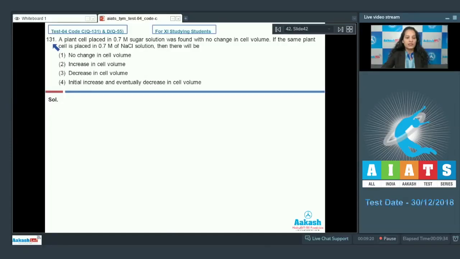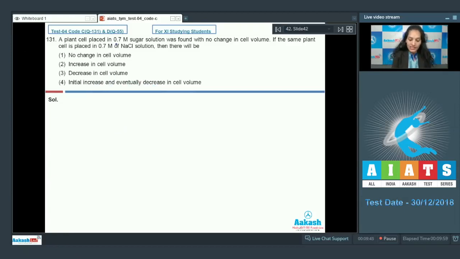Question number 131. A plant cell placed in 0.7 molar sugar solution was found with no change in cell volume. If the same plant cell is placed in 0.7 molar of NaCl solution, then there will be: first option, no change in cell volume; second, increase in cell volume; third, decrease in cell volume; fourth, initial increase and eventually decrease in cell volume. It is a very interesting question.